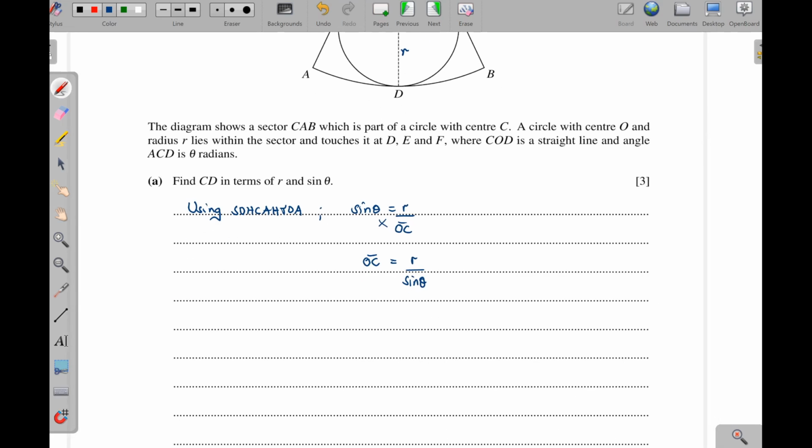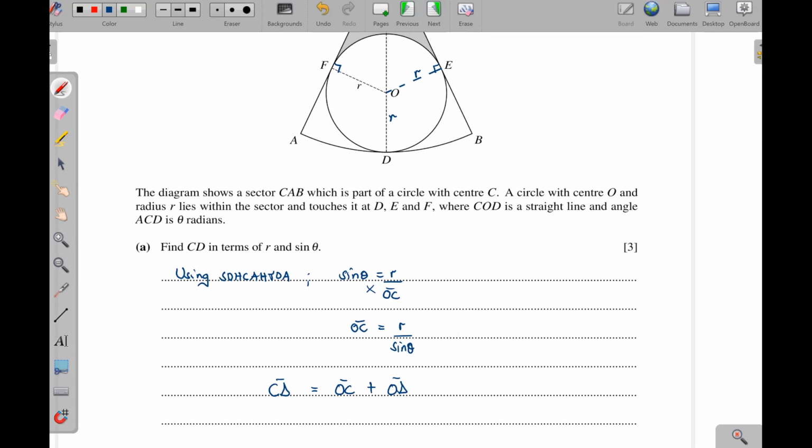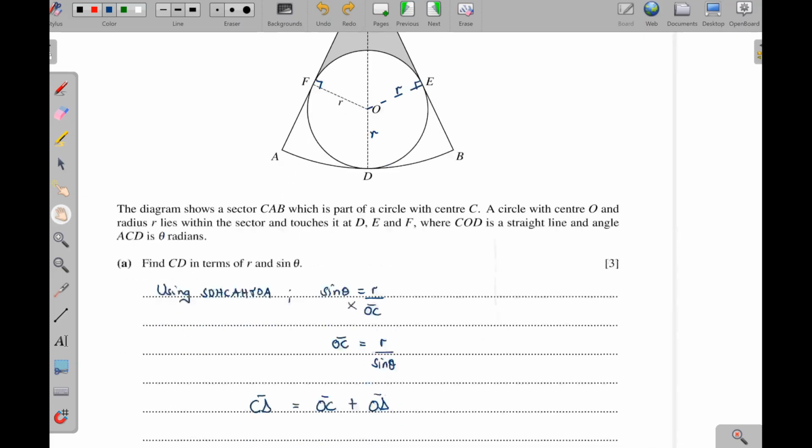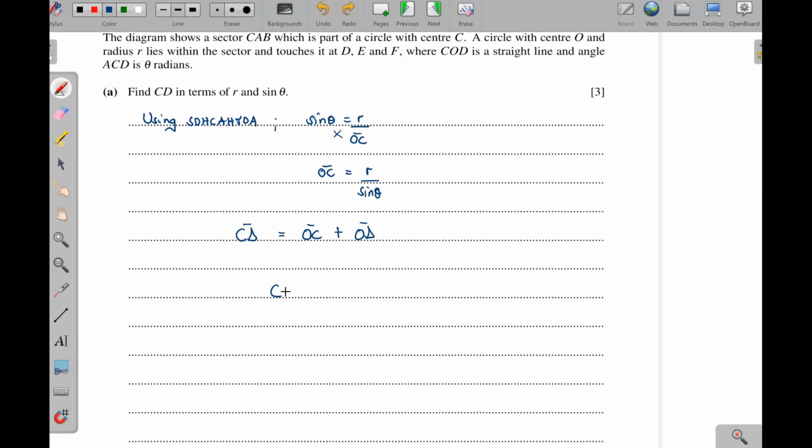That means our CD is equal to OC, then plus OD. Not so. OD. OD is here, which is R. So CD is therefore going to be, our OC is R over sine of theta, and then our OD is an R, and that is that.